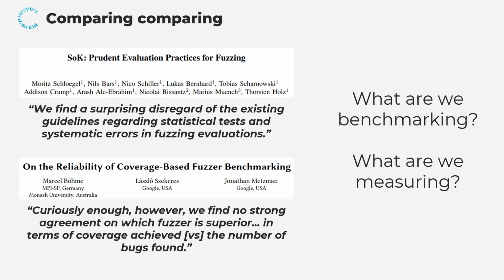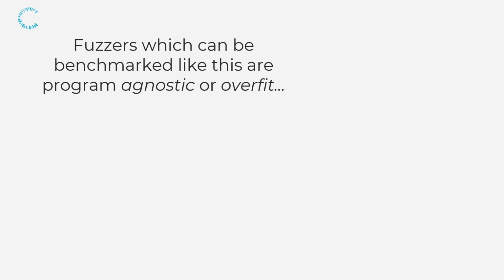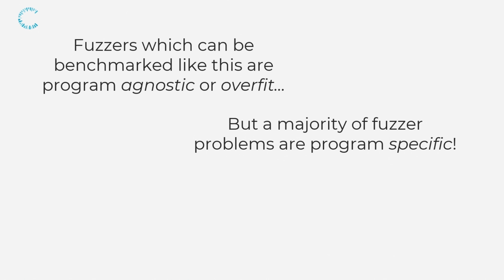So for these reasons, there are some problems with how we're testing fuzzers nowadays. And I want to urge you to not rely on the results of these as individual global truths to hold, right? When we benchmark fuzzers like this, we're necessarily overfit to the programs that we're trying to test. And not only that, but the majority of fuzzer problems that we actually encounter in practice are program-specific ones. A general-purpose fuzzer is simply not capable of solving problems present in different applications.